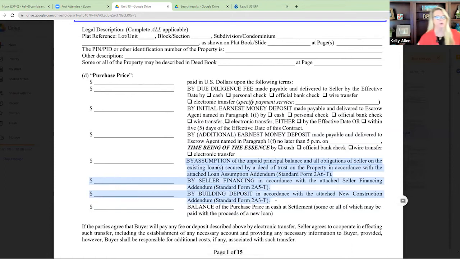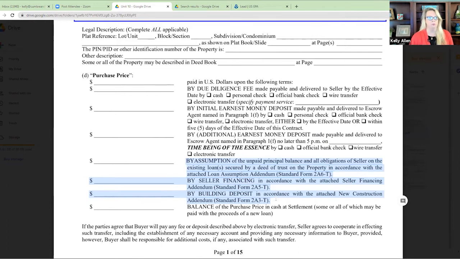So I'm going to quickly go over those. If we are assuming the loan, how much do we owe on that? What's the unpaid principal balance? That's one option. Very unusual, very unusual. Are we seller financing? Remember, that's called a purchase money mortgage. We would address that there and include a seller financing addendum.